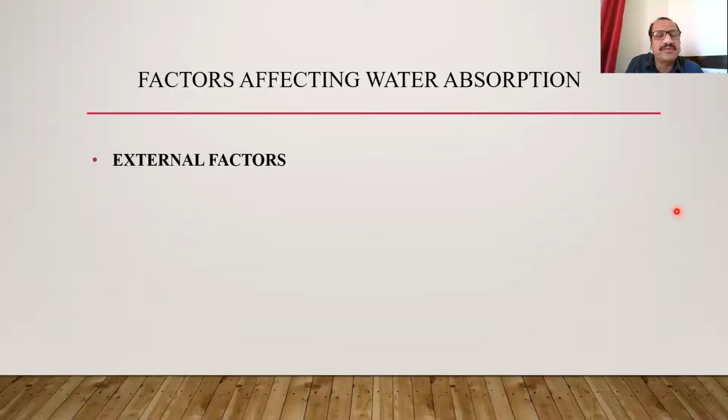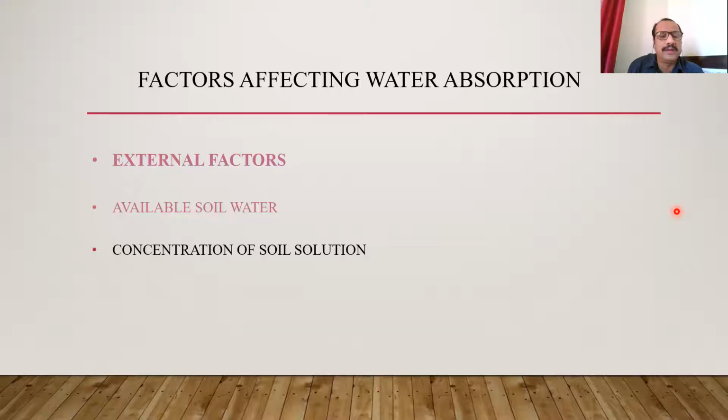The external factors are the factors which are working outside the plant body, and they are responsible for either increasing or decreasing the process of water absorption. These are several environmental factors like available soil water, that is availability of soil water. Then there is the concentration of soil solution. Then another factor is soil aeration. And then one more factor is soil temperature. So these are some of the external factors which affect the process of water absorption in plants positively or negatively.